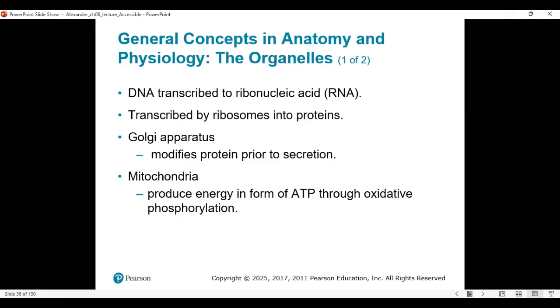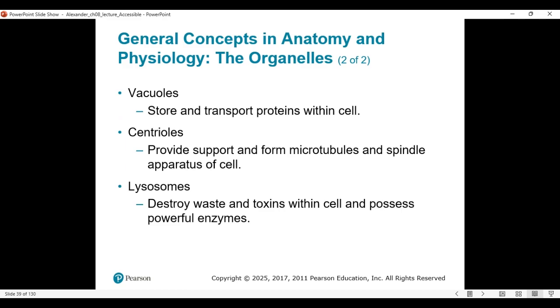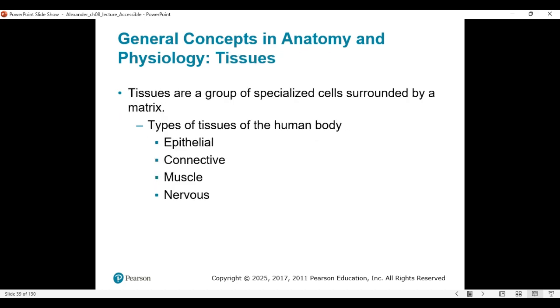The Golgi apparatus modifies proteins prior to secretion. The mitochondria, that's where the ATP is produced. Vacuoles store and transport proteins. Centrioles provide support and form microtubules and spindles. Lysosomes destroy waste.